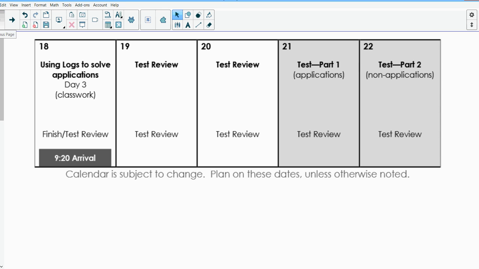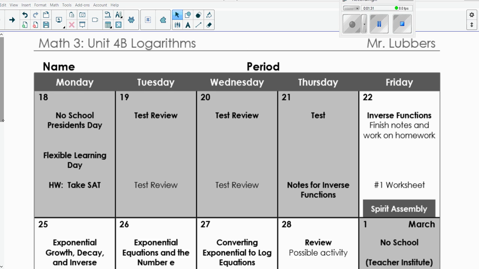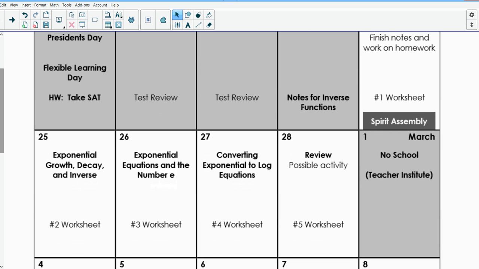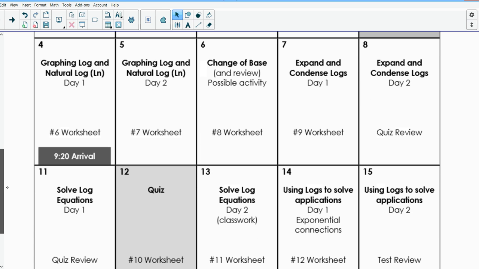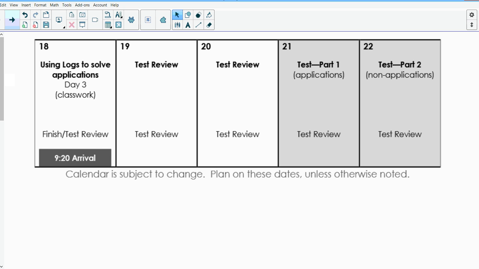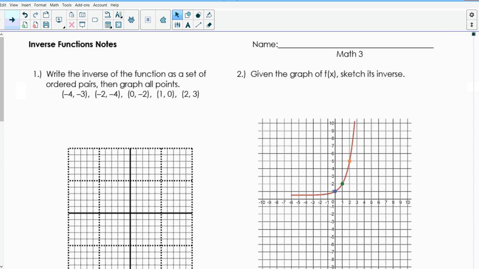Okay, but I did want to point out again that if you look at this, we have a long ways before we have a quiz. So we'll have this Friday lesson, we'll have this whole week right here, and then we'll have this whole week. So we almost have 2 full weeks before we have a quiz. Okay. So, alright, let's talk about our first lesson, which is inverses today.